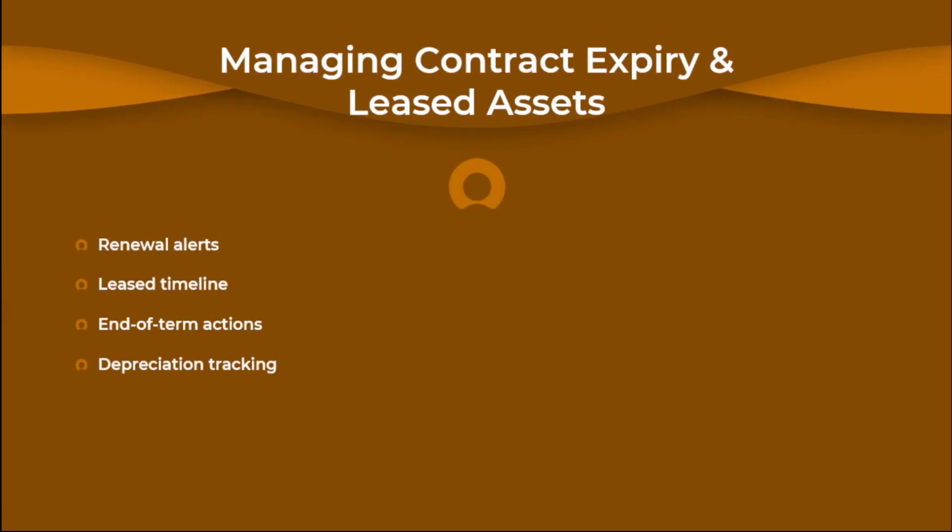Managing contract expiry and leased assets. The real challenge is staying on top of timelines and lease terms. ServiceNow allows you to set renewal alerts ahead of time to avoid accidental lapses, map out lease start and end dates with integrated reminders and budget impact forecasting, and set workflows to trigger hardware returns, software renewals, or disposal requests when a term ends.